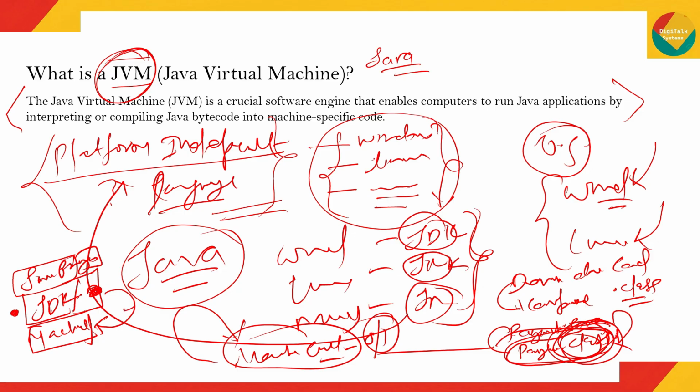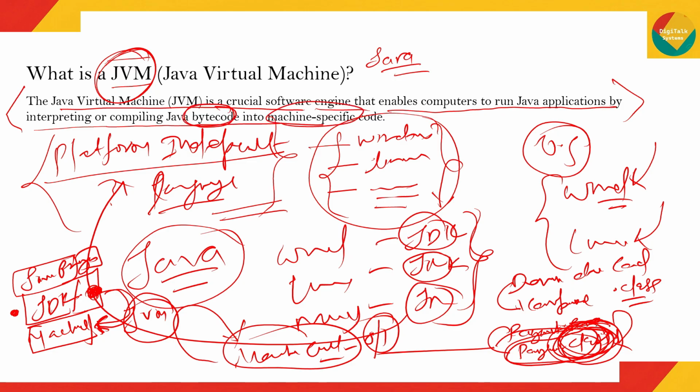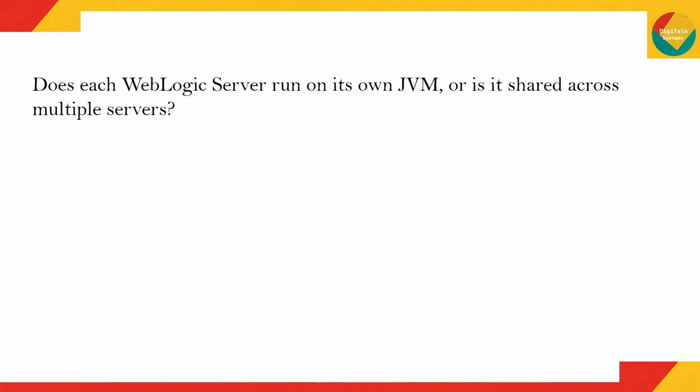So this is the work of JVM, which is converting your class file, byte file, into the machine language. JVM is a crucial software engine that enables a computer to run Java applications by interpreting or compiling Java byte code into machine code. This byte code is the dot class, which was created from the dot java file after compilation, and this is getting converted into the machine specific code so that the machine can execute your program. And this is the work of Java JVM.